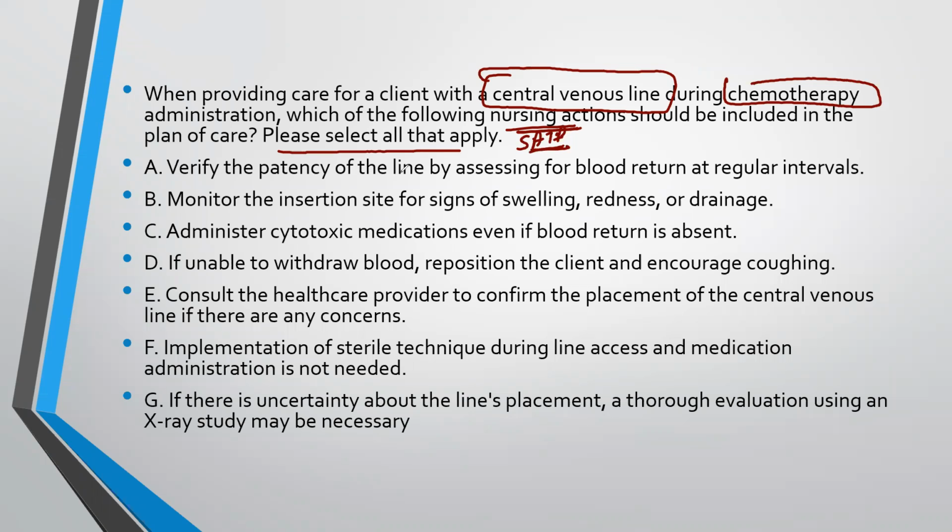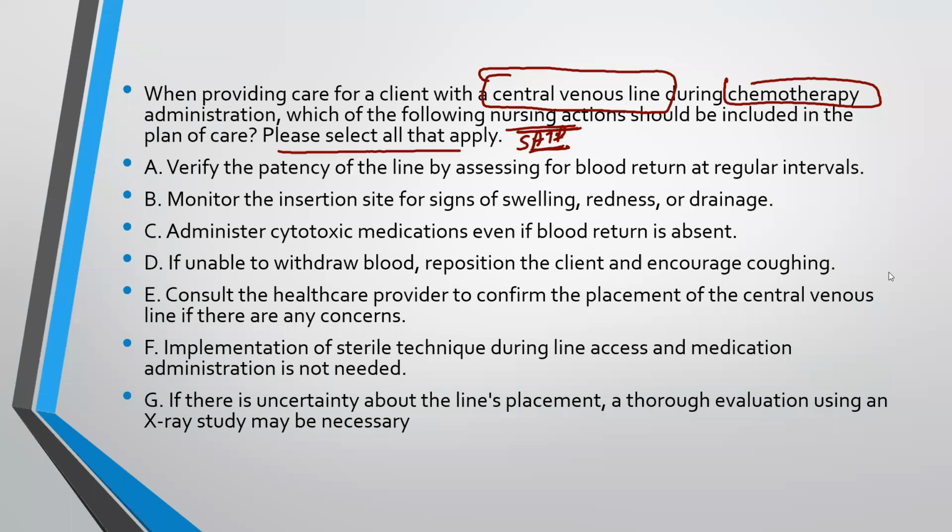The options are: verify the patency of the line by assessing for blood return at regular intervals; monitor the insertion site for signs of swelling, redness, and drainage; administer cytotoxic medication even if blood return is absent; if unable to draw blood, reposition the client to encourage blood return; consult the healthcare provider to confirm the placement of the central venous line; implementation of sterile techniques during line access and medication administration is not necessary; and if uncertain about the line placement, evaluate through X-ray.